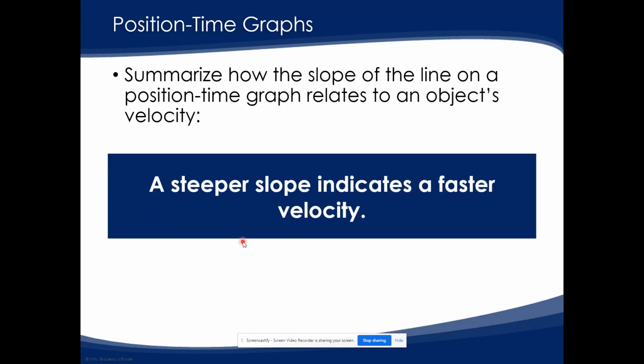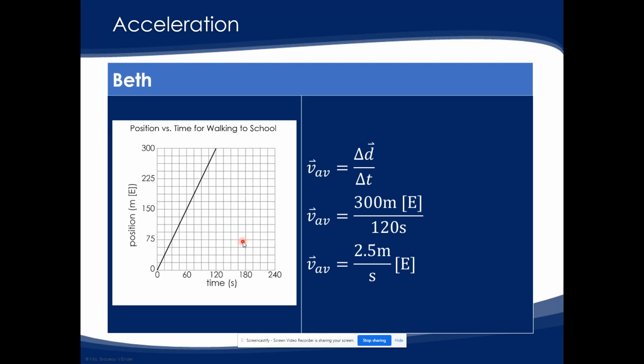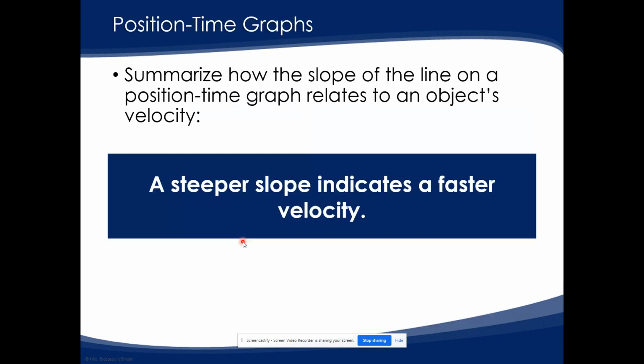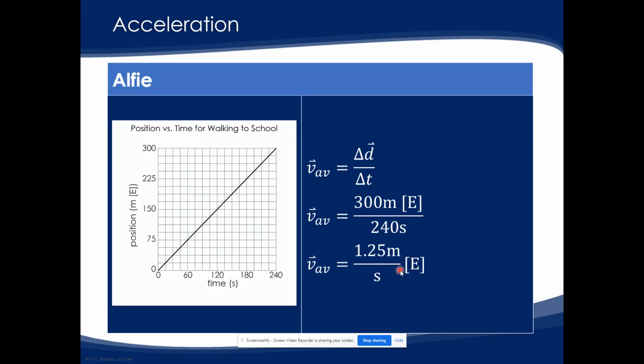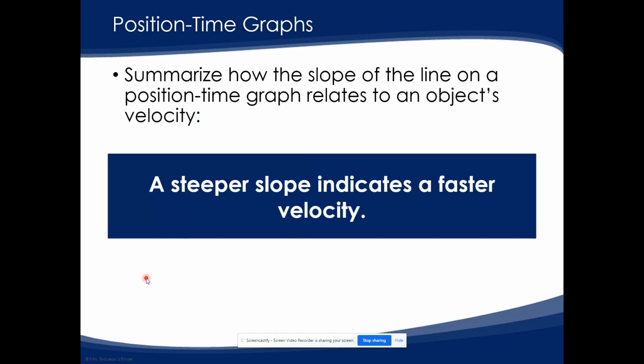So a steeper slope means that they're moving faster. If we go back and look, Alfie took the longest, and he's got the most steady incline. Beth was ramping it up, literally, and Cameron was right in the middle. So the steeper the slope, a faster velocity. You can also think of it as if it was something rolling down the slope. So if you rolled a car down this pretend ramp, it would go pretty fast, but it would go much faster on this graph. Lots of different ways to think about it.